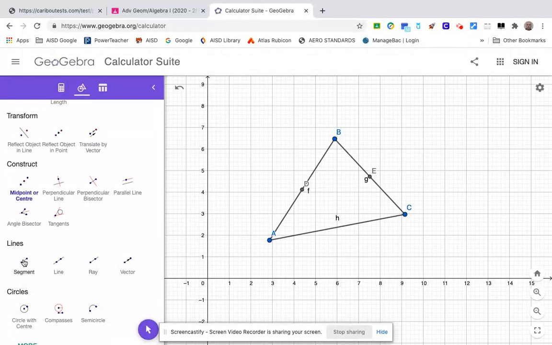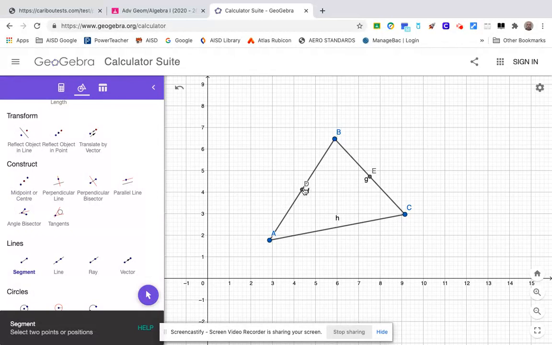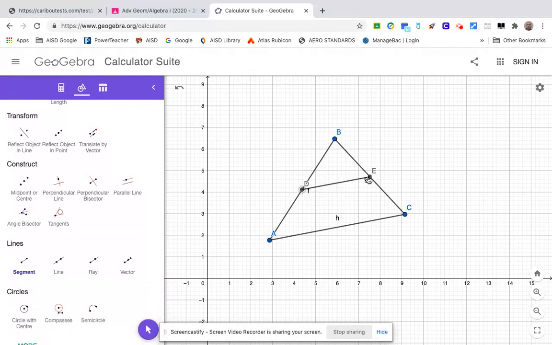And so we're going to make another segment, DE, and the question is, what is the relationship between this segment, DE, and segment AC? There are two relationships. I want you to think about it. Pause the video. So what do you think? What does it look like?